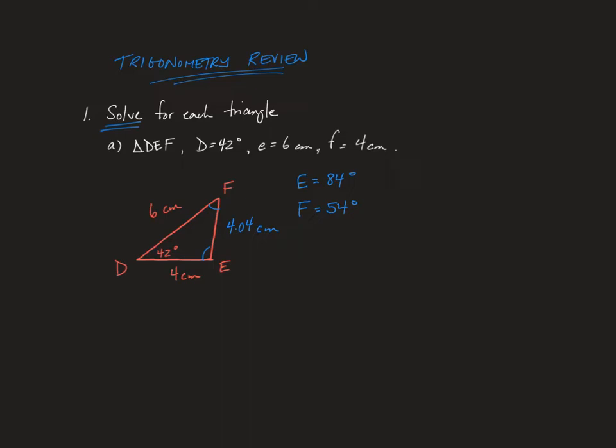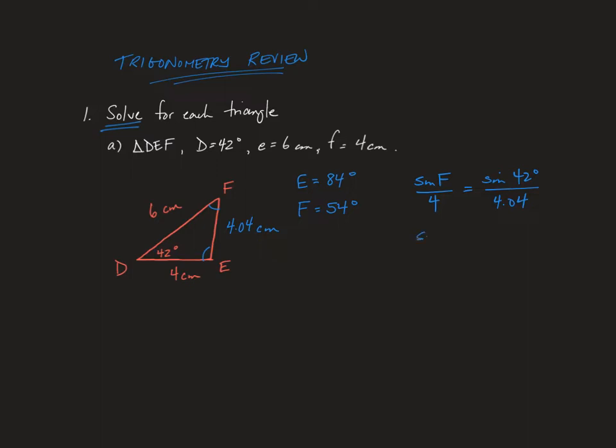So I'm going to very quickly go through the process of finding F first. If I went to find F, I could say that the sine of F compared to its corresponding length of 4 has to equal the sine of that angle compared to its corresponding side.